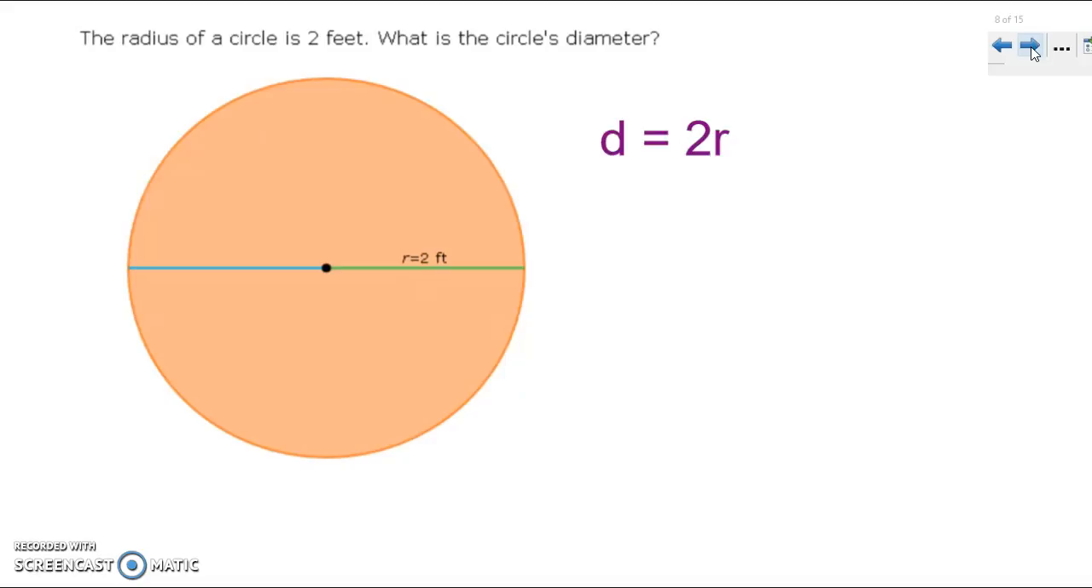The radius is half of the diameter, and the diameter is twice the radius. So if you get a question about the relationship between the radius and the diameter, we know that the radius here is 2 feet, and they're asking us for the entire diameter. The diameter goes all the way across. The diameter is twice the radius. So here we've got 2 times 2, which means in this case the diameter is 4 feet.